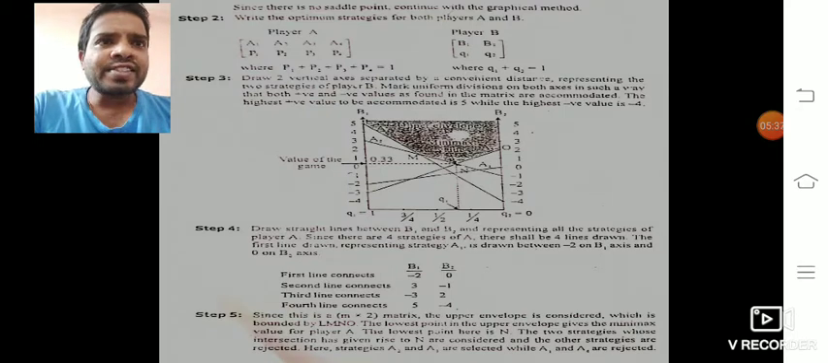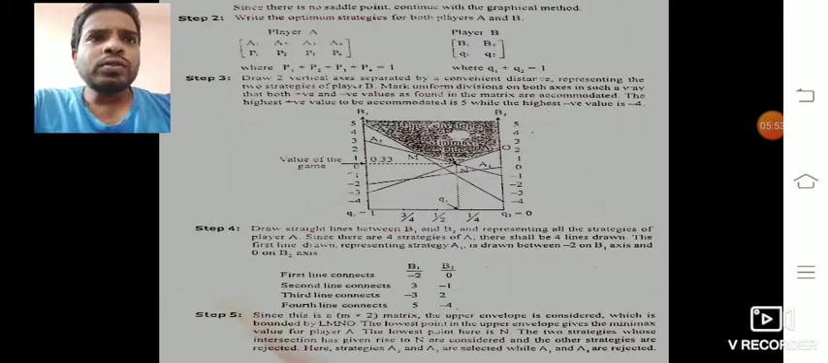B1 is -3, just make a point on the B1 vertical line at -3 and the B2 line at 2, join those two points and name that line A3. Okay, similarly do it for the A4 row.